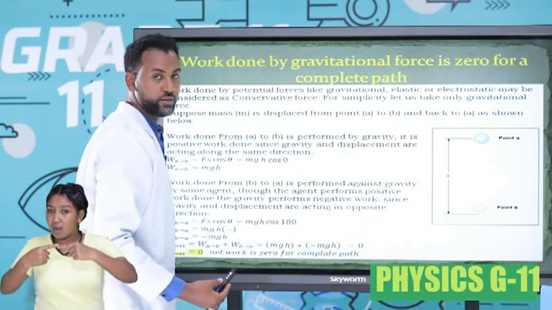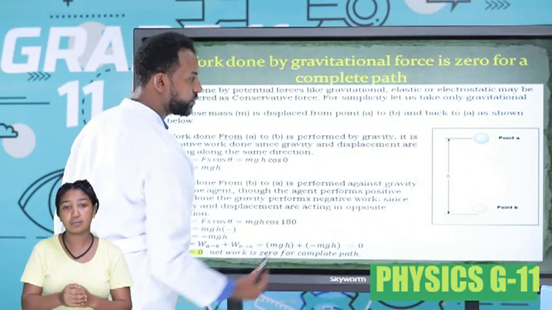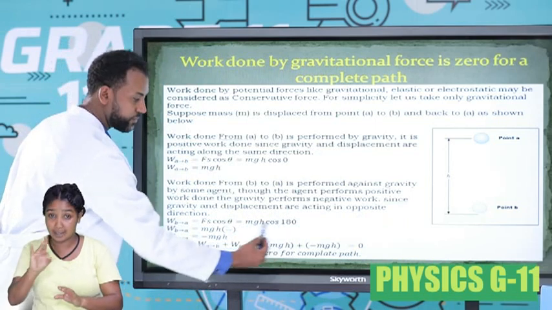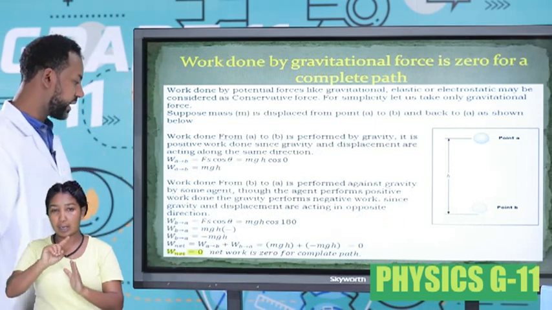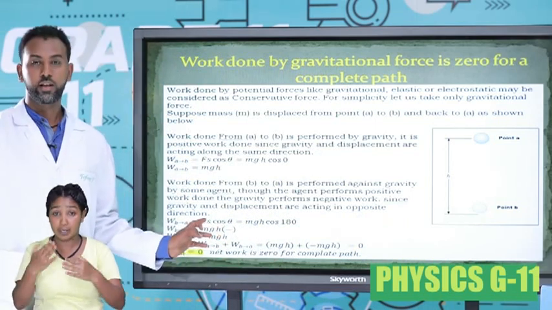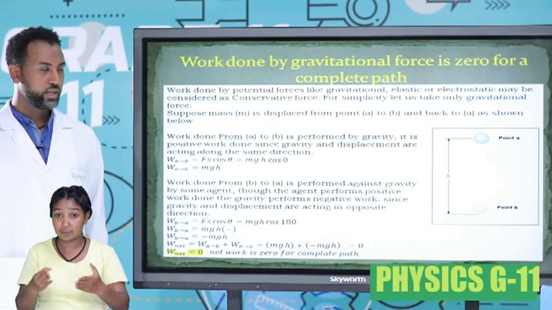As the object is moving upward, the displacement is upward, but the force is acting downward. We have already discussed this previously. The angle between the two is 180. Cosine of 180 is -1. Therefore, the work done by gravity as the object is moving upward is negative.